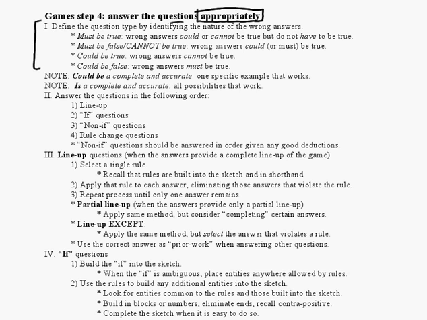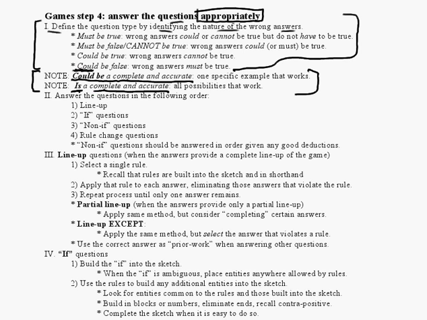This number 1 here, define the question type by identifying the nature of the wrong answers. That takes a while to explain, so I'm not going to go into that for this particular video. I do want to talk about these notes here instead. I did talk about could be a complete and accurate list versus is a complete and accurate list. So when it says could, remember you're looking for one specific example that works. When they're talking about is, you're looking for all possibilities that work, and that's important to note, the difference between the two.